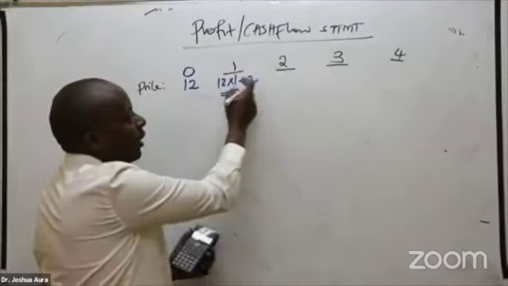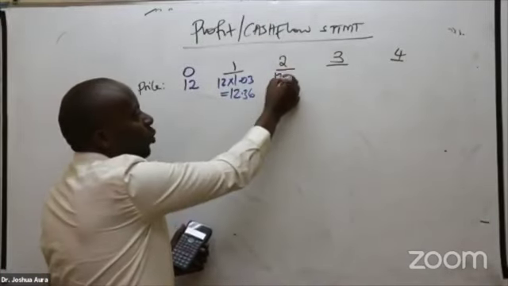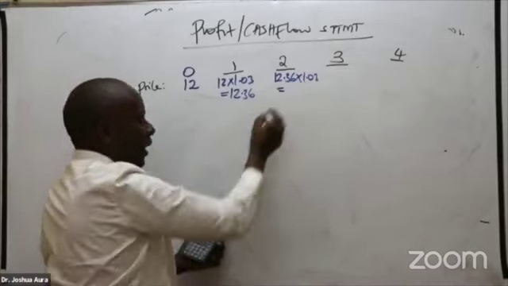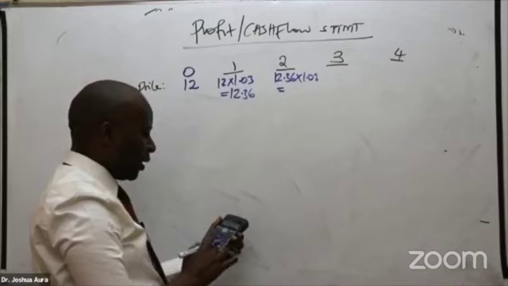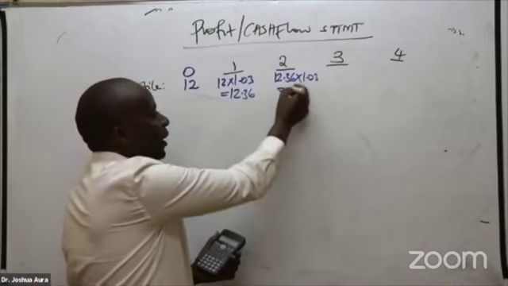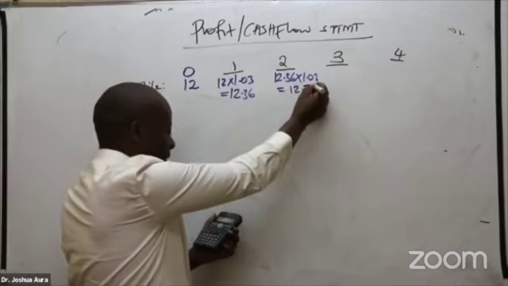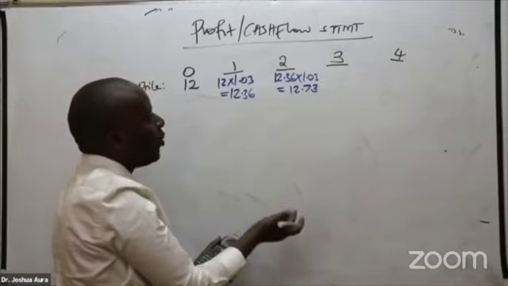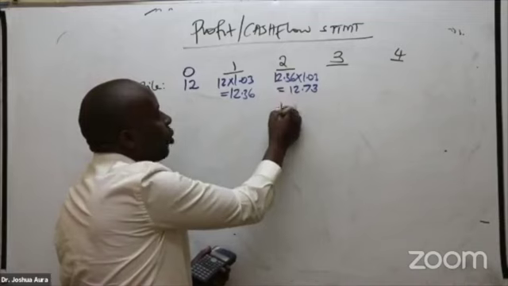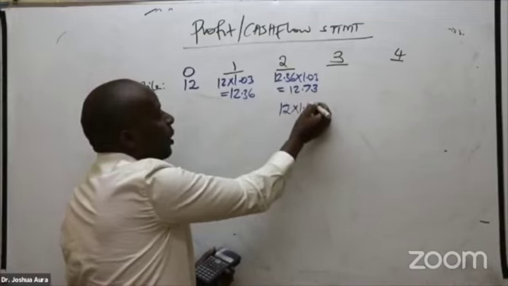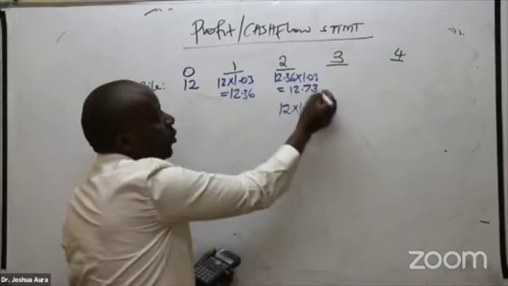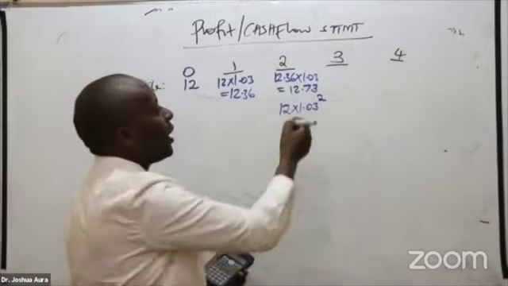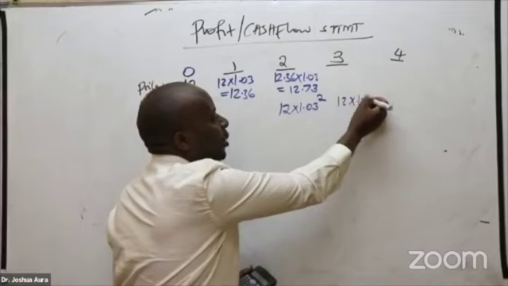Every year it will be growing by 3%. So we'll talk of 12.36 times 1.03, which ends up giving us 12.731. But you see, this is quite lengthy. If I'm the one doing this, for year 2 I'll talk of 12, which is uniform, times 1.03 raised to power 2, and then 12 times 1.03 raised to power 3.